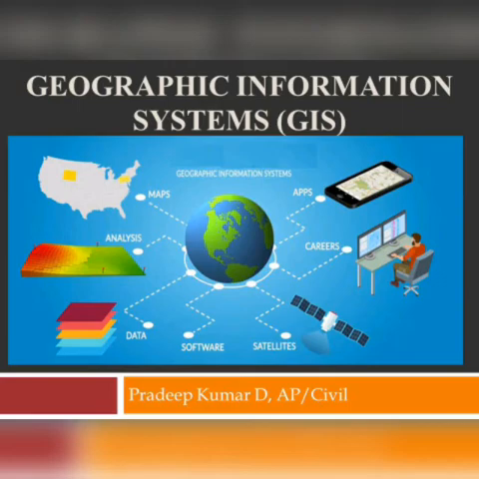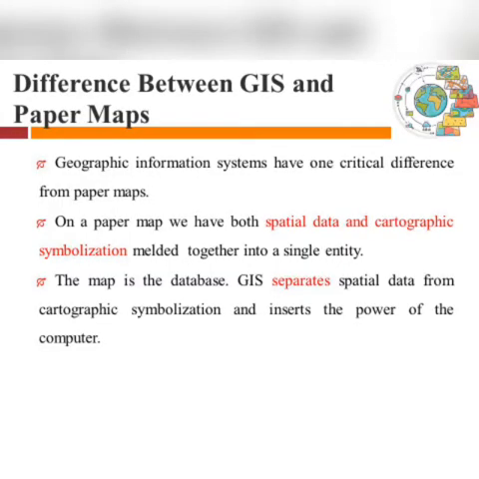Hi students. The next topic is the difference between GIS and paper maps. A geographic information system, GIS, has one certain difference from the paper map. On the paper map, both spatial data and cartographic symbolization are melted together in a single entity.